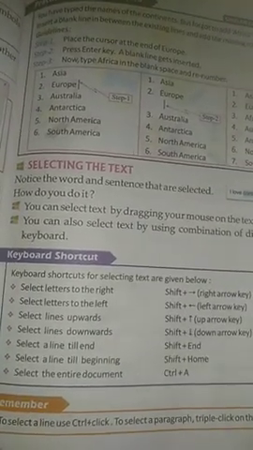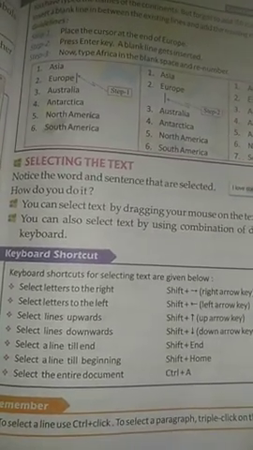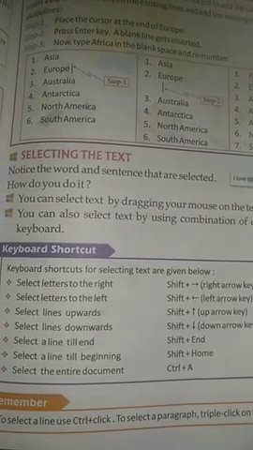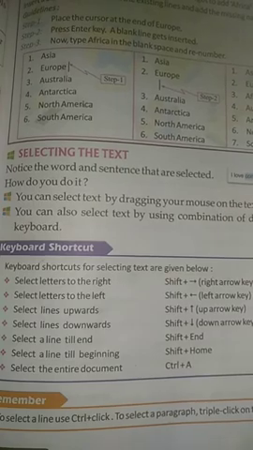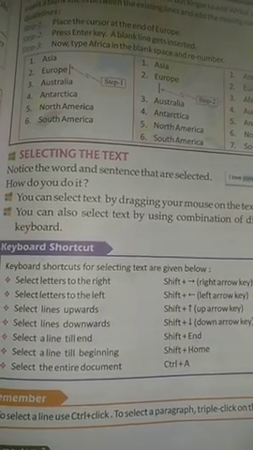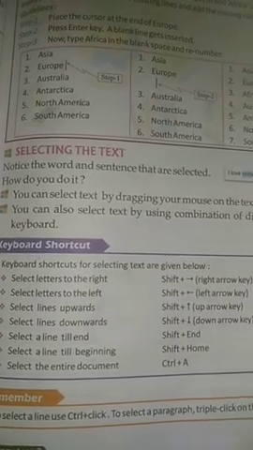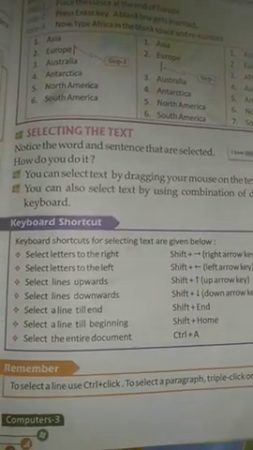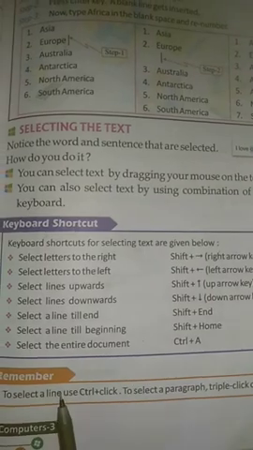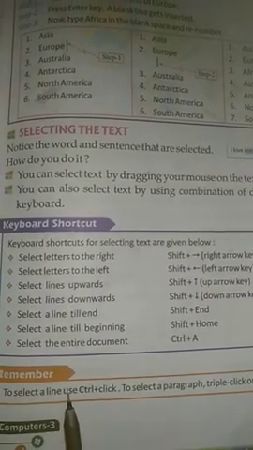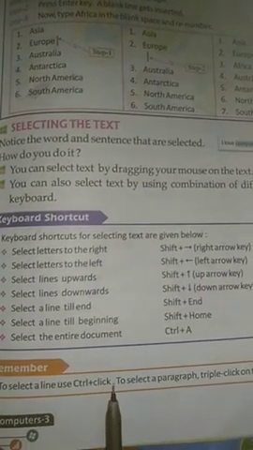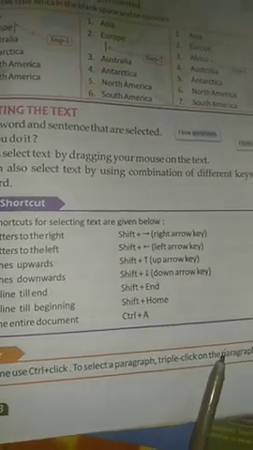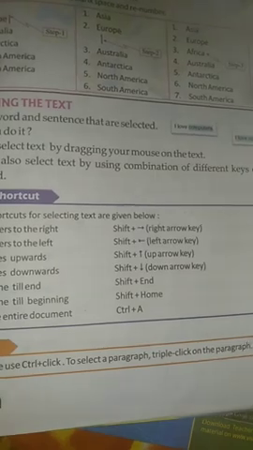And if you want to select the entire document, then what should you do? You have to press Ctrl plus A key. That means A for all. And always remember that to select a line, use Ctrl plus click. And to select a paragraph, triple click on the paragraph.